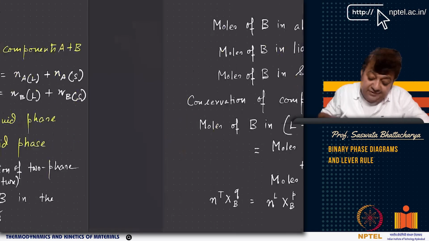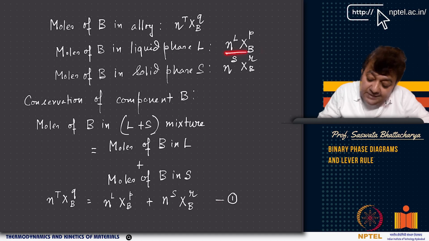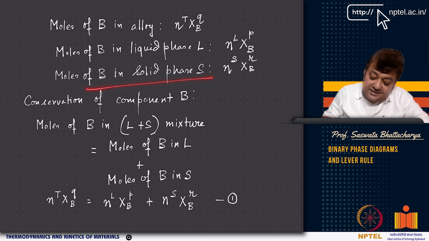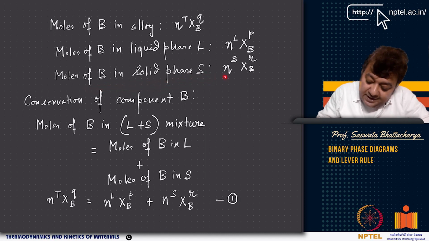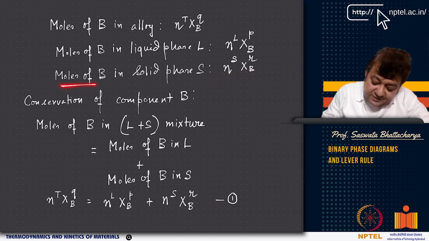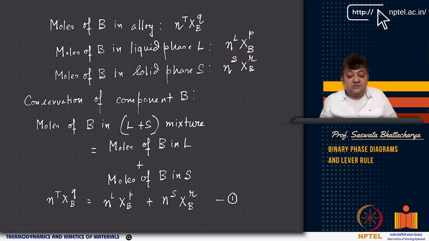So basically you have NL XBP and NS XBR. NS is the number of moles in the solid phase. Multiply it with XBR, and you get the moles of B in the solid phase. And for the liquid phase, you are looking at the equilibrium composition in the liquid at temperature TQ, which is given by XBP. XBP times NL, where NL is the number of moles of the liquid phase.